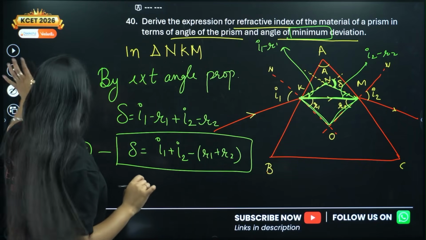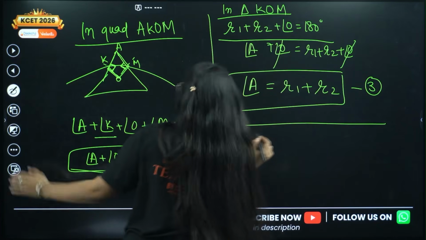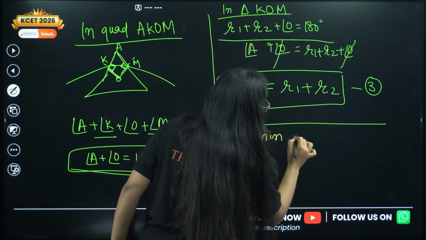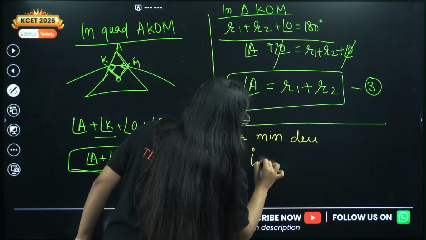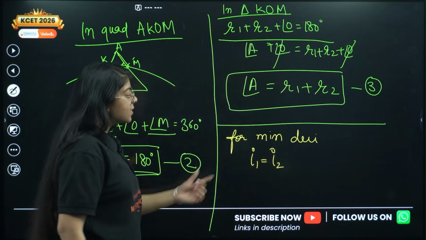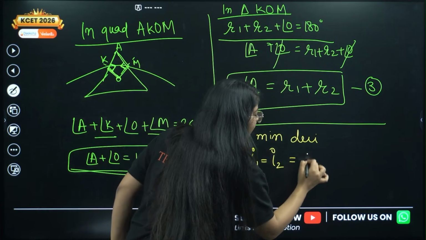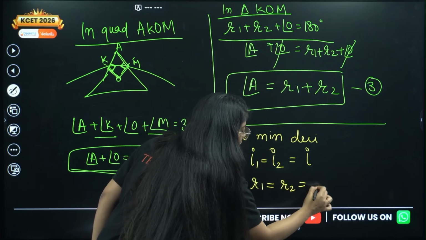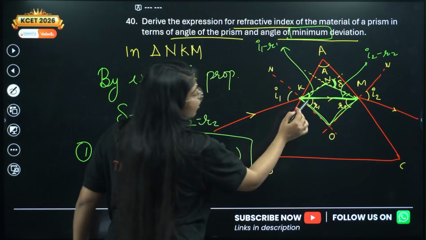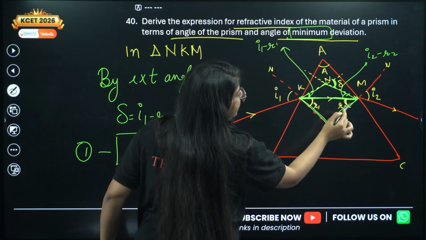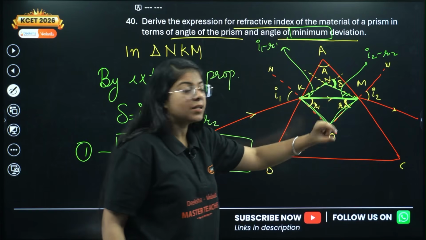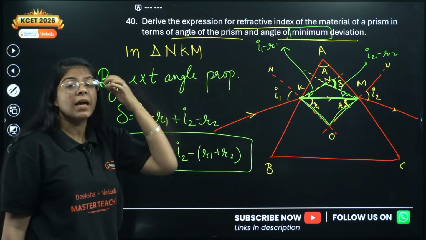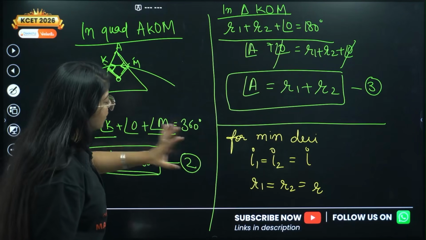In case of minimum deviation, there is a condition, that is I1 equals I2, that is angle of incidence is equal to angle of emergence, and we'll take it simply as I, and both the refracting angles R1 equals R2 equals R. That is, the first angle of refraction and the incident angle of this refracted ray inside the prism will be equal, and this incident angle and this emergent angle, that is I1 and I2, will be equal, correct? So we have this condition.